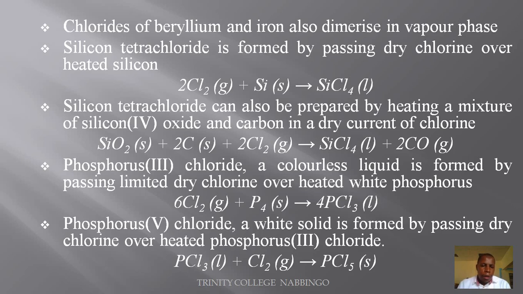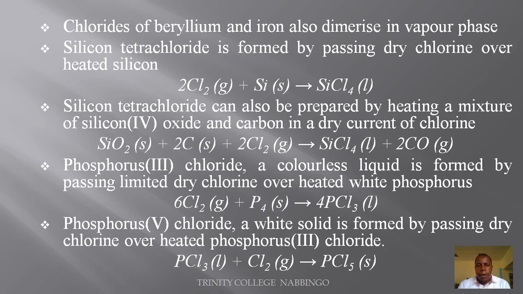Then the chlorides of phosphorus, there are two majorly. One is phosphorus trichloride, which is a colorless liquid. We obtain it by passing limited dry chlorine over the more reactive form of phosphorus, which is white phosphorus, to give us phosphorus trichloride, which is a liquid.